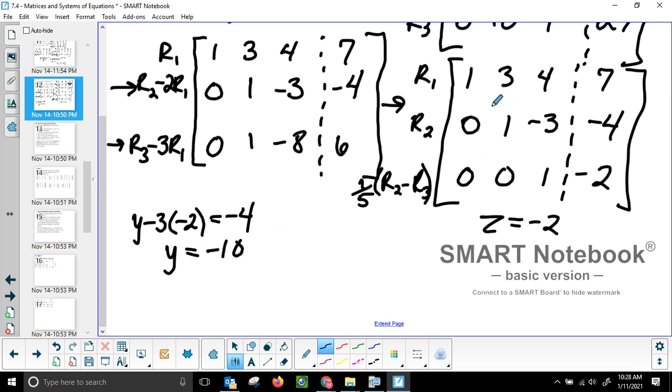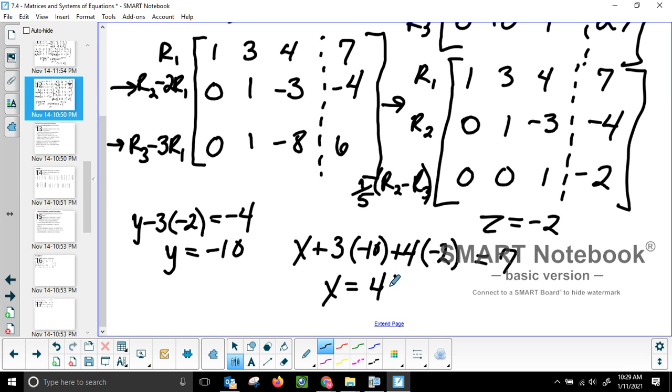Then I can jump up to my first row here and plug in my y and my z and solve for x. So x plus 3 times y, which is negative 10, plus 4 times z, which is negative 2, is equal to 7. All right, so here we have negative 30 plus negative 8, so that's negative 38. So we add 38 to both sides, and we get x is equal to 45. All right, so my ordered triple, my solution for this system of equations is 45, negative 10, and negative 2. And we are done. Like I said, there's a lot more ways to get to this final solution than what I did. So if you were able to do that, fantastic.